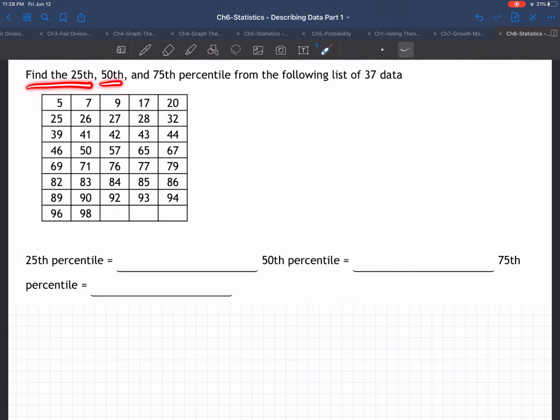Find the 25th, 50th, and 75th percentiles from the following list of 37 data. So there's 37 numbers in this chart. Okay, so how do we do it? So this is percentile again. Let me make sure you understand how we do percentile.